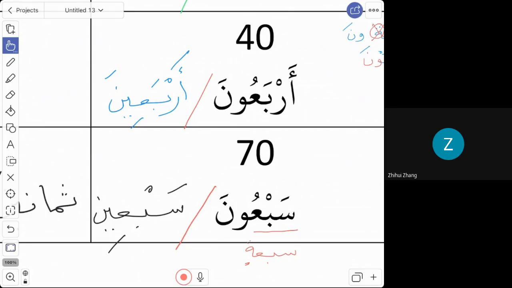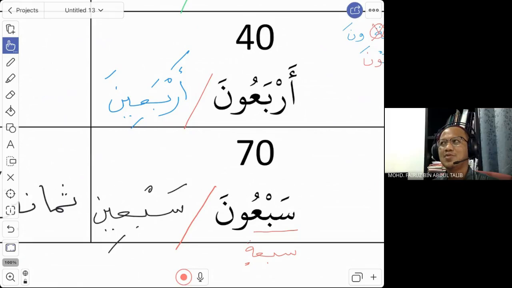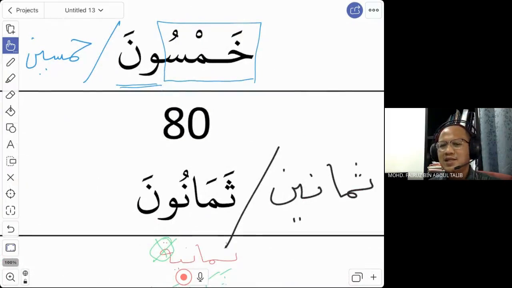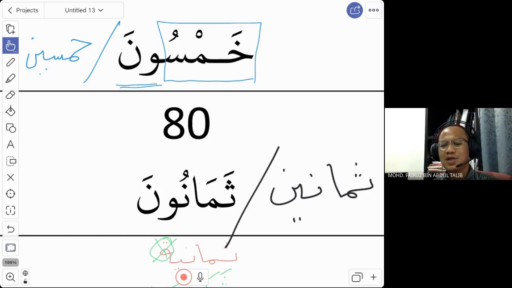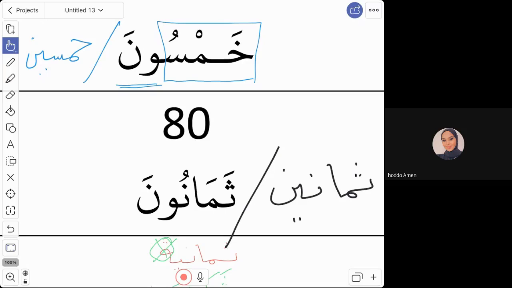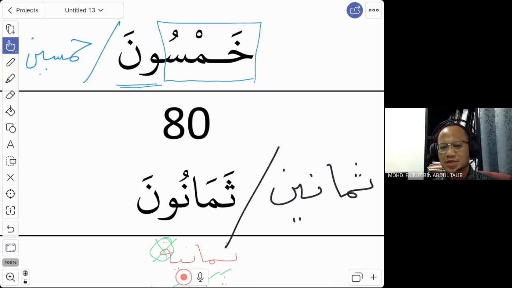79. Tis'atun wa sab'una. Yes, correct, Zuhra. Yes, Salima. Good. Huda. Now we go to 80. 87. 7 and 80. Sab'atun samaniyun. You forget wa. Sab'atun wa thamanun. Yes, good.